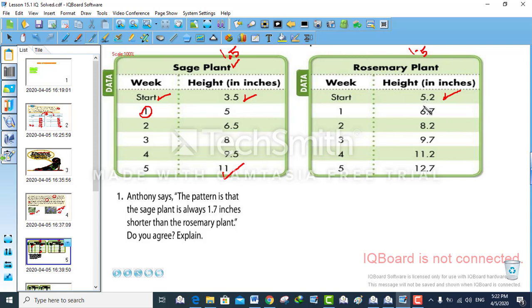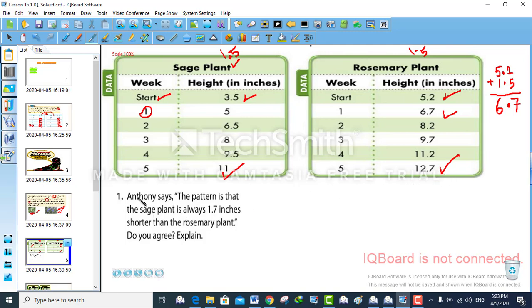The same process I should do here by using 5.2. I will add 1.5, let's take an example: 5.2 and here 1.5. Just align them, decimal with the decimal, as you see. 2 plus 5 is 7, decimal point, 5 plus 1 is 6, so this is 6.7. And in the same way, adding 1.5 each time, finally in week 5, the rosemary plant will be 12.7 inches tall.